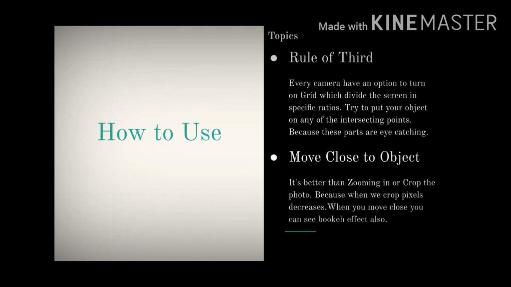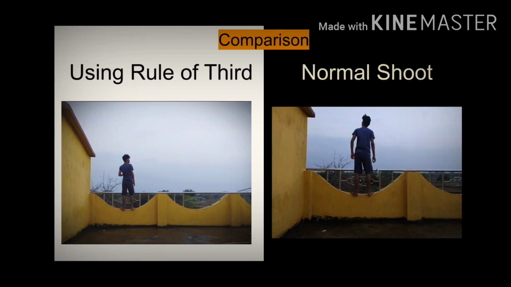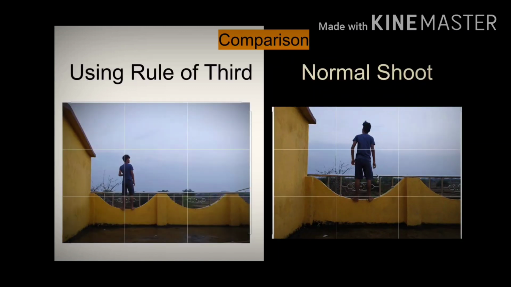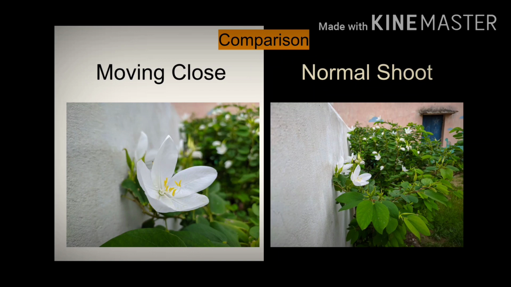That is rule of thirds and moving close to the subject. First, rule of thirds. Every camera has an option to turn on the grid which divides the screen in specific ratios. Try to put your subject in any of the intersecting points to get better composition, like this, because these parts are attractive. Now moving closer, see this picture.